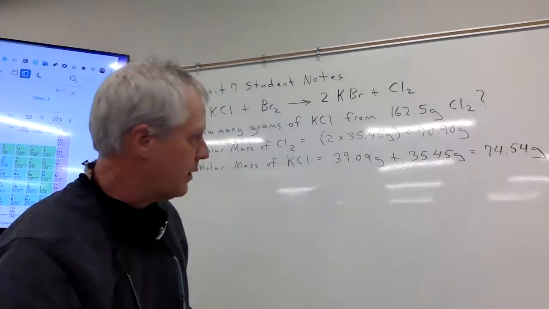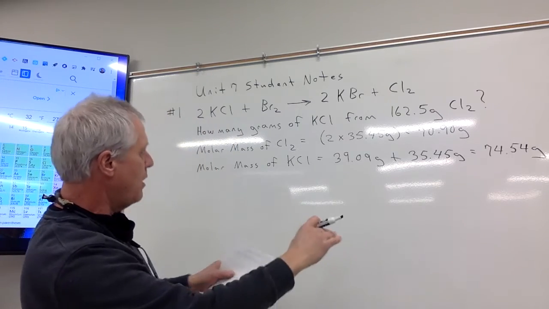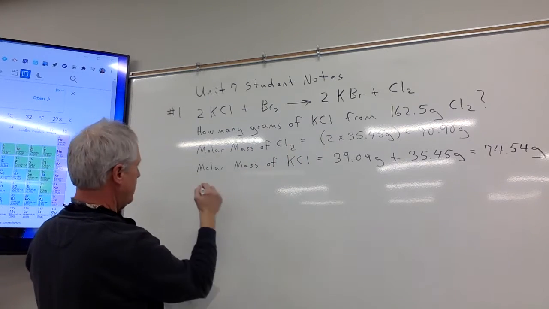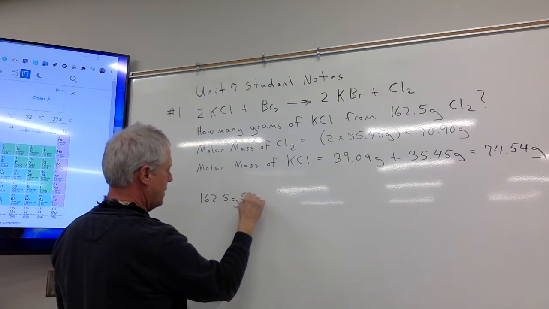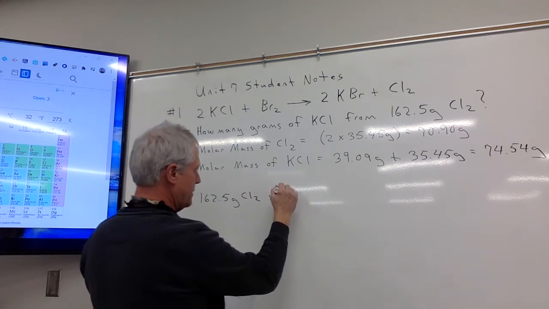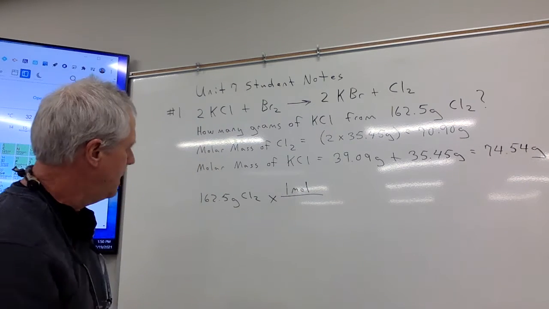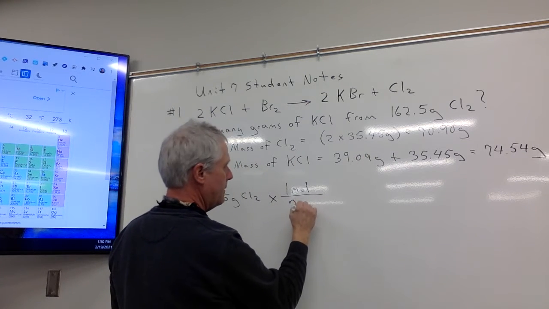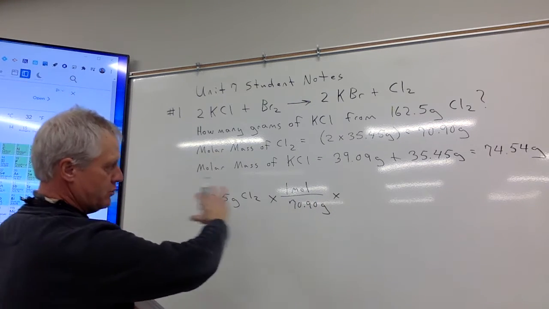Okay, so now we're going to set up our dimensional analysis problem so that we can end up solving for what's being asked: how many grams of potassium chloride did it take? We start with what's given, 162.5 grams of chlorine gas. That's where you start. Now we want to break this down to its mole value, so we set up a ratio: in 1 mole of that, we have a molar mass of 70.90 grams. That's our first dimension of the dimensional analysis.